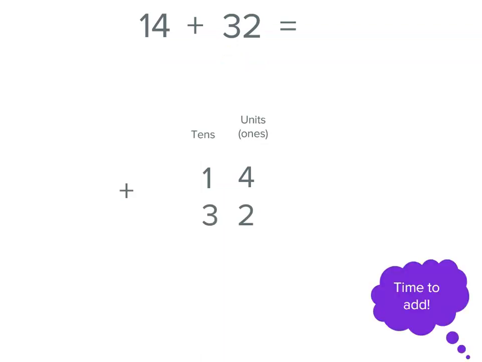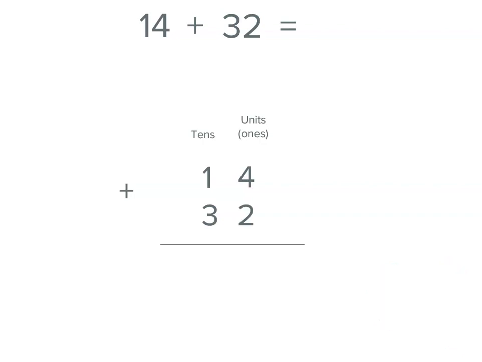Now it's time to add, so we rule a line underneath, and that tells us we're adding everything above that line. And we always start in the units place. So we have 4 plus 2, which equals 6, and then we move 1 place to the left, and we add that place, which is the tens place. 1 plus 3 is 4, and our answer to 14 plus 32 equals 46.